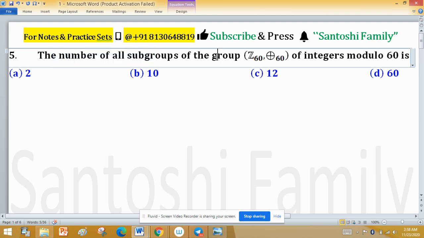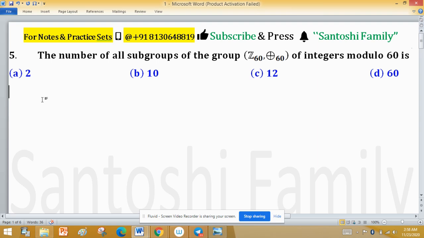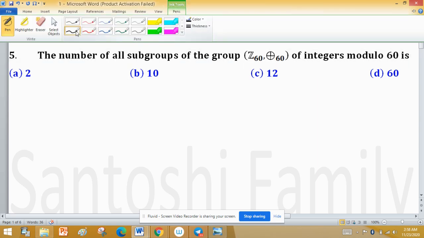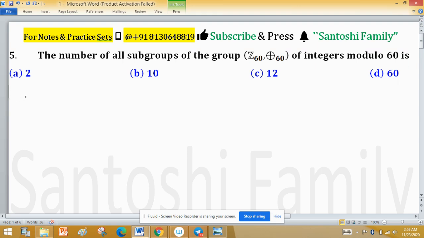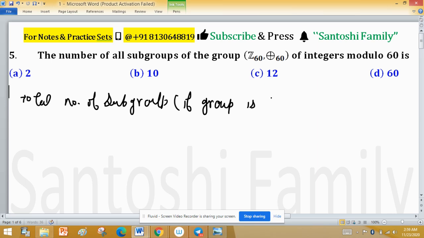Number of all subgroups of the group Z60 over integer modulo 60 is. It is a very simple question, and we have to find the total number of subgroups of Z60 over integer modulo 60. Here you have to remember one statement or formula: total number of subgroups if the group is abelian and finite. This formula holds only for this.